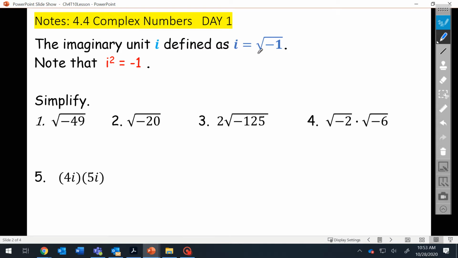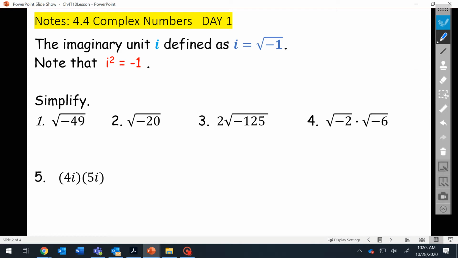So if we're trying to represent a negative square root, like for instance the square root of 4 would be 2, but the square root of negative 4 would be 2i. The I means square root of negative 1. So 2 is the square root of 4, but the square root of negative 1 is I. So essentially it becomes 2i.